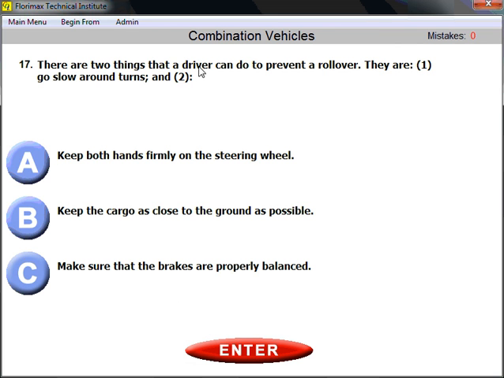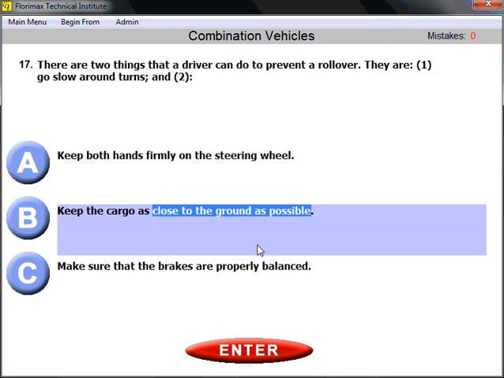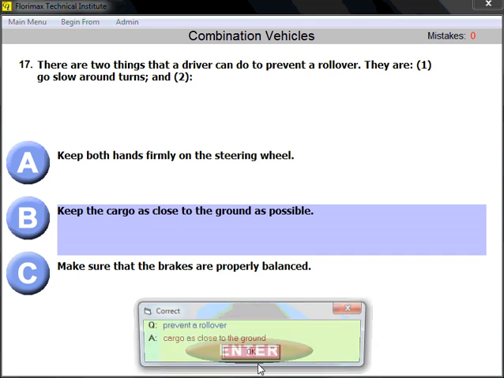There are two things that a driver can do to prevent a rollover, and you know them. And now you're given another choice in reverse order. The first one is go slow around turns. What is the second one? The second one is definitely keep the cargo as close to the ground as possible. So your center of gravity should not be high, right? Close to the ground as possible.